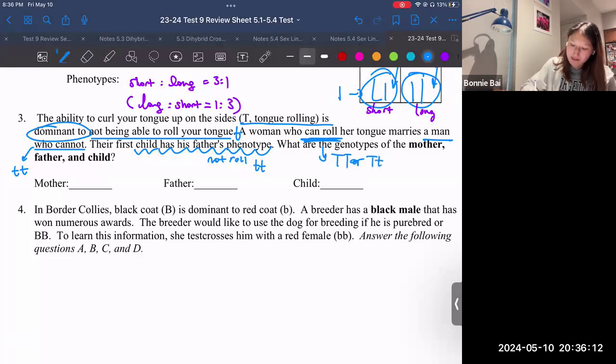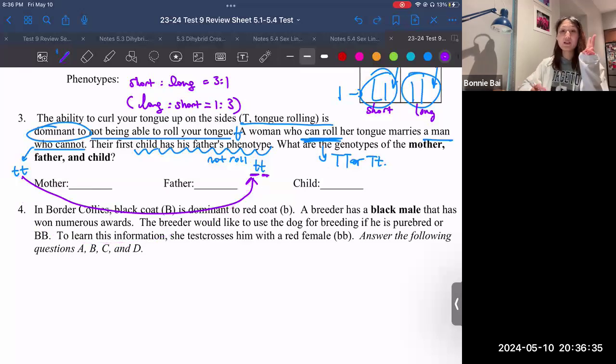Big T or big T, little t. Okay. Now, what does that mean? The child is big T, little t. The child has to receive a little t from dad. Well, where does the other little t come from? Definitely not dad, right? That's not possible. Dad can't give you two copies. You get one copy normally. So this other copy had to have come from mom.